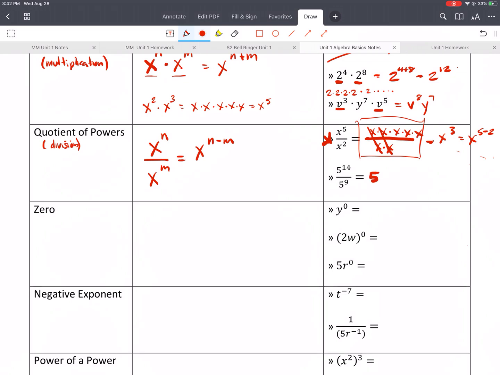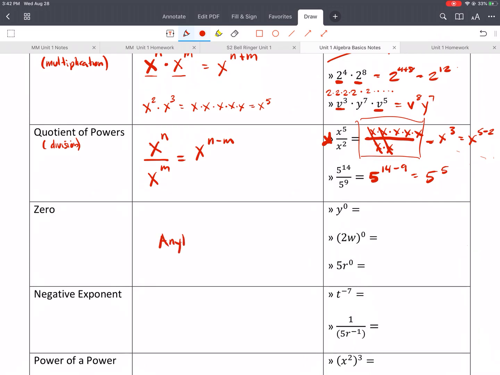Keep the same base, 5. Okay, don't be thinking, oh, well, I can cancel those 5s. Can't do that. Okay, so we keep the same base, but we're going to do 14 minus 9. And that gives us 5 to the 5th. Okay? All right, zeros.